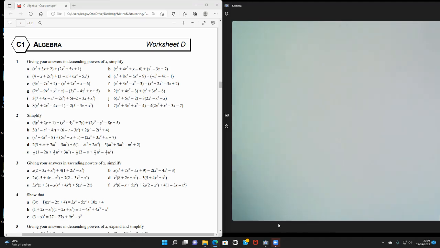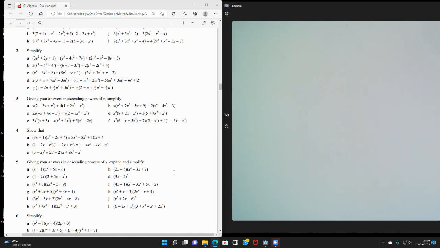Hello everyone, and now we're coming on to the next part of this initial unit module, which is to do with expanding brackets. Okay, expanding brackets. So let's have a look at some expanding brackets. Now, expanding brackets, quite straightforward, certainly compared to some of the things that we've been doing.